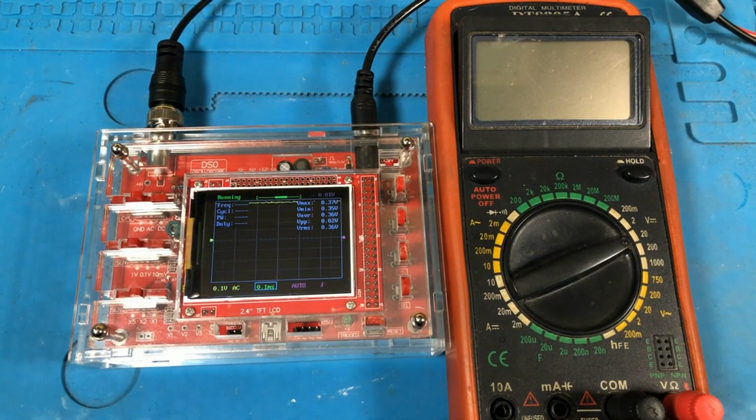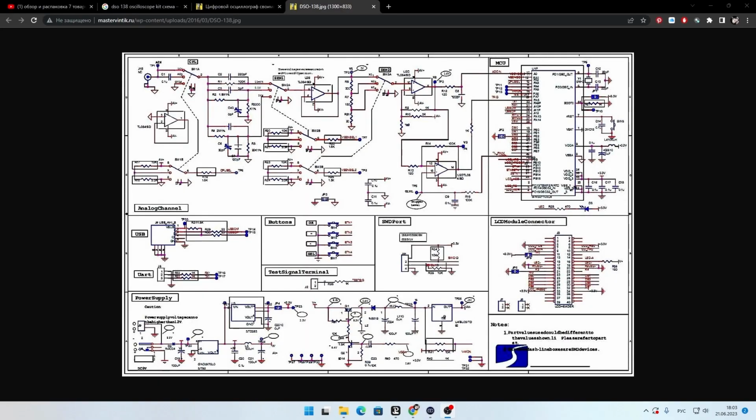We'll look at the schematic. Here is the schematic of the oscilloscope. We are interested in the input circuits. Here is a switch that toggles DC, AC, or ground. As you can see, when it's in AC mode, that is alternating current, there's a capacitor here that's supposed to remove the DC component.